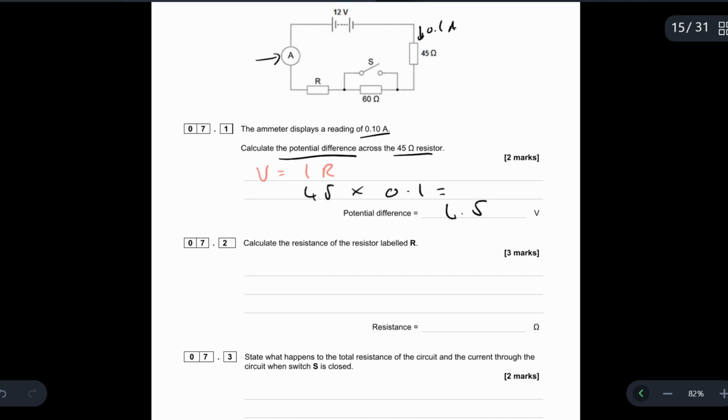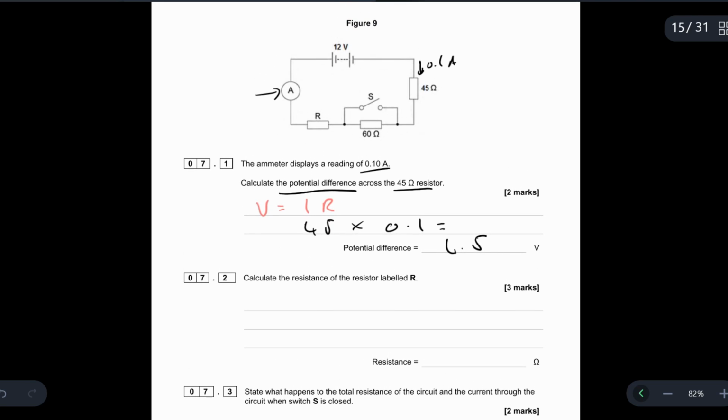Okay, 7.2, calculate the resistance of the resistor labeled R. So this is this resistor here. For this question, again, it's going to be an application of Ohm's law, but we're going to try to understand this time what is the resistance. So we need to rearrange for resistance. So R equals V divided by I.